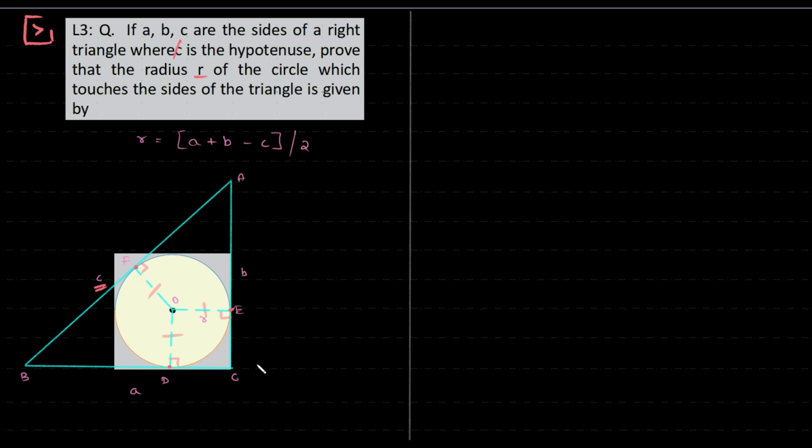So where are the external points? We have point C, point A. Let me use some other color. Is that visible? No, right? Okay, let me do this. Point C, point A and point B are your external points. Have a look. AF is one tangent. From the same external point we have AE as the other tangent. Then we have CE and CD as other tangents.